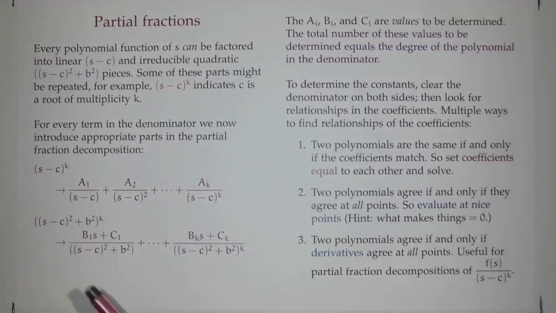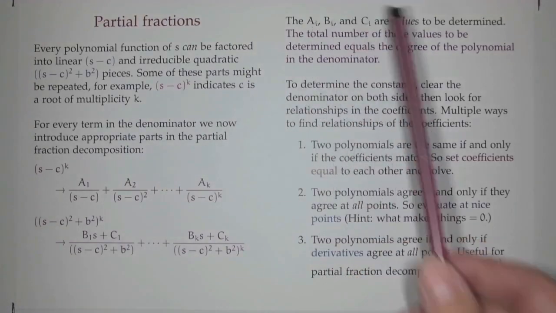If we have irreducible quadratics, similar thing, except upstairs it's not just a number, it's what we call linear. So constant s plus a constant. But again, you have these b's and c's you need to solve for. So you have the a's and the b's and the c's you have to solve for.